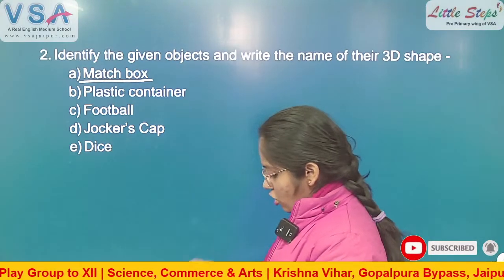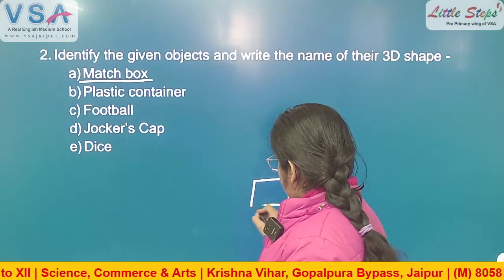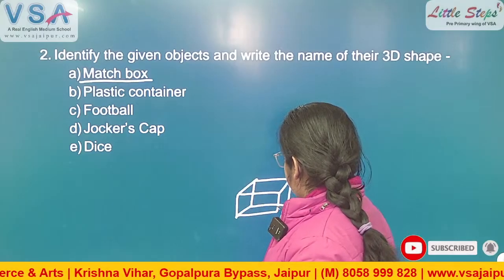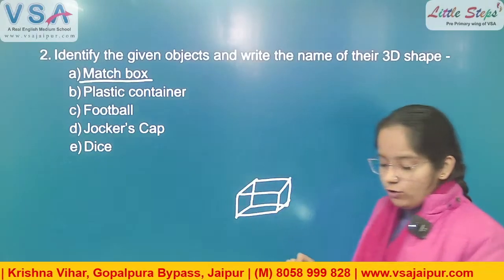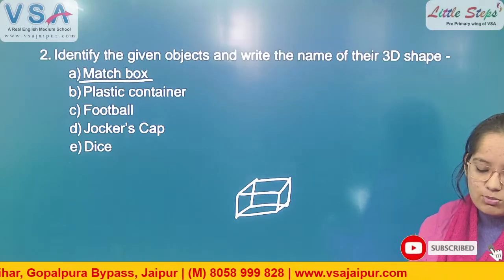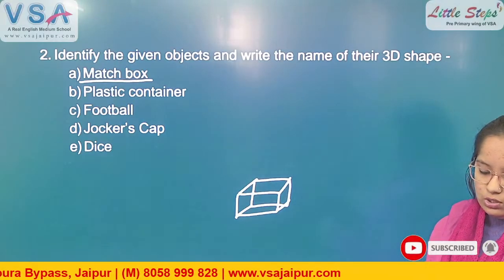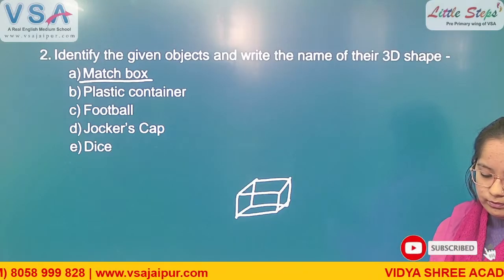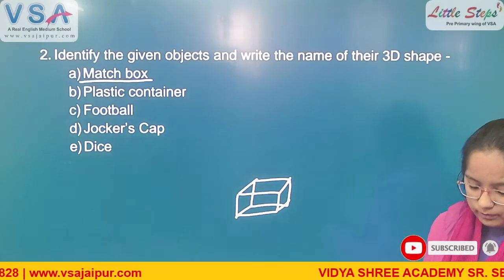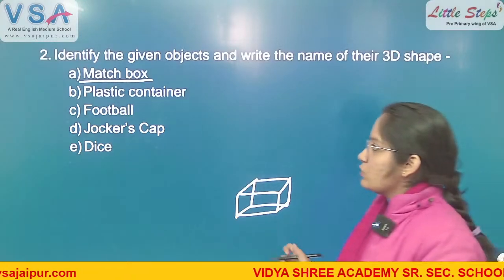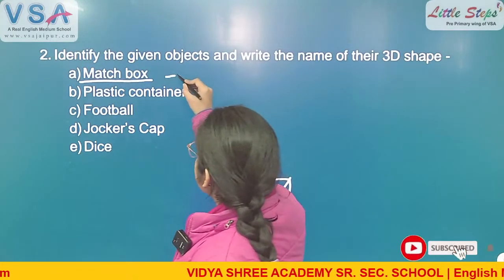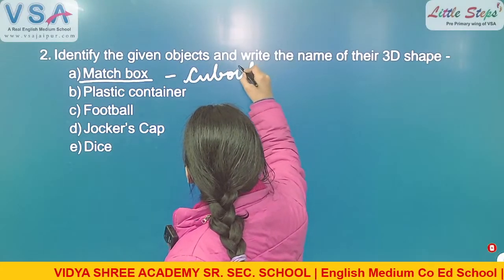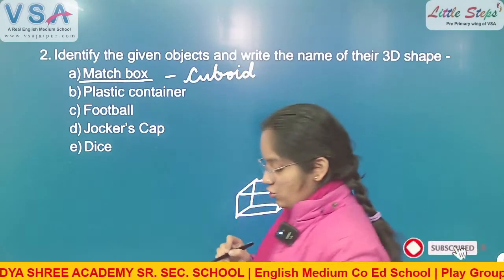When we draw a matchbox, it looks something like this, if I'm not wrong, right? We have already seen it. You have seen a matchbox, right? So how does it look? What is the shape? Okay, so the shape of the matchbox is cuboid. Cuboid is the shape of the matchbox.